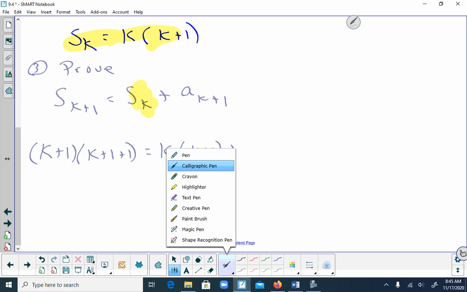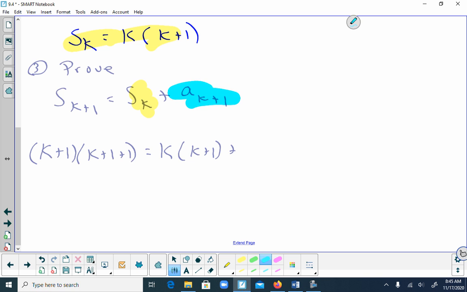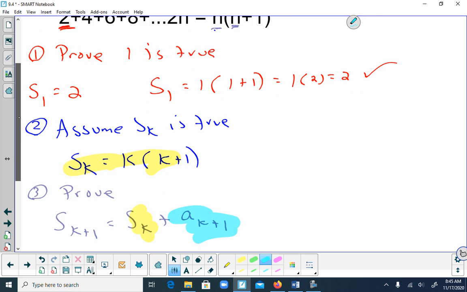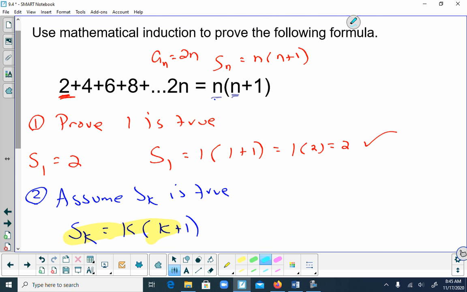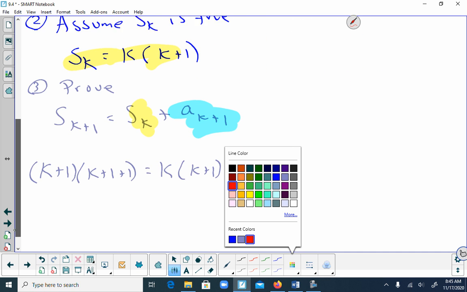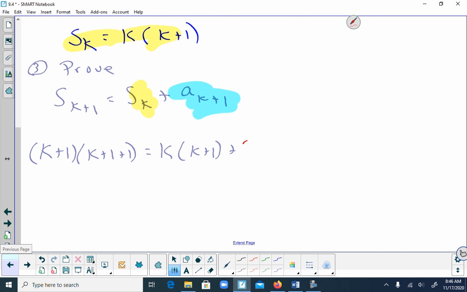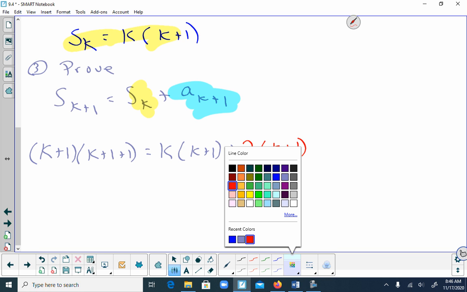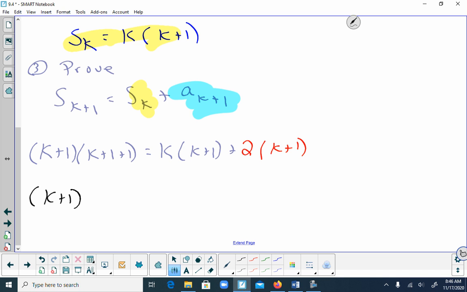Next term means I'm going up here and I'm going to put in k plus 1 for that. So I'm going to do 2 times the quantity, in place of n, writing k plus 1. So 2 times (k plus 1). Now I'm going to leave this as k plus 1, and then this will be k plus 2.